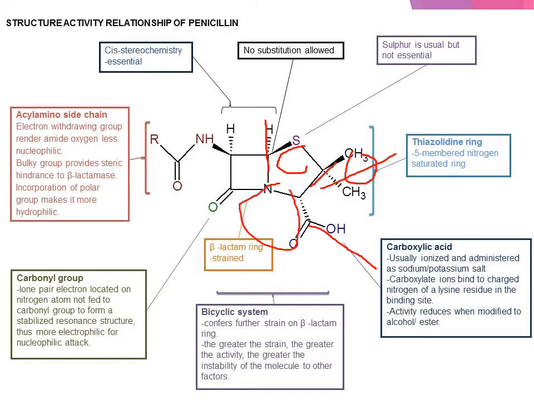Nitrogen is a mass. If we have an electron withdrawing group attached to this one, it improves the acid stability. But if we have a bulky group, which provides steric hindrance to beta-lactamase, no?